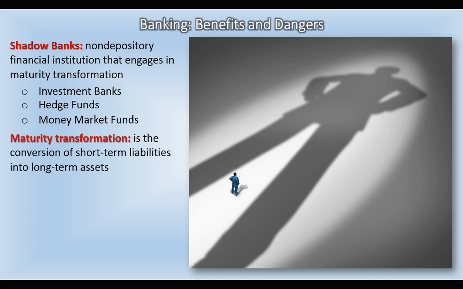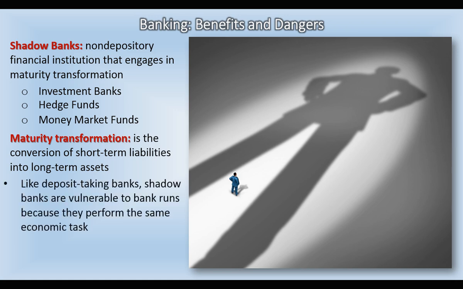Maturity transformation is the conversion of short-term liabilities into long-term assets. So when you deposit your money in a bank, that account is your asset, but it is the liability of the bank. But they turn that liability into loans, which are then long-term assets for the bank. So that's them enacting maturity transformation. These other shadow banks perform the same tasks. Folks invest money with them, which again is a liability for the banks because they have to pay that money back. But then they do wind up investing in assets that have long-term returns on them. Maturity transformation. So like deposit-taking banks, shadow banks are vulnerable to bank runs because they perform the same economic task.